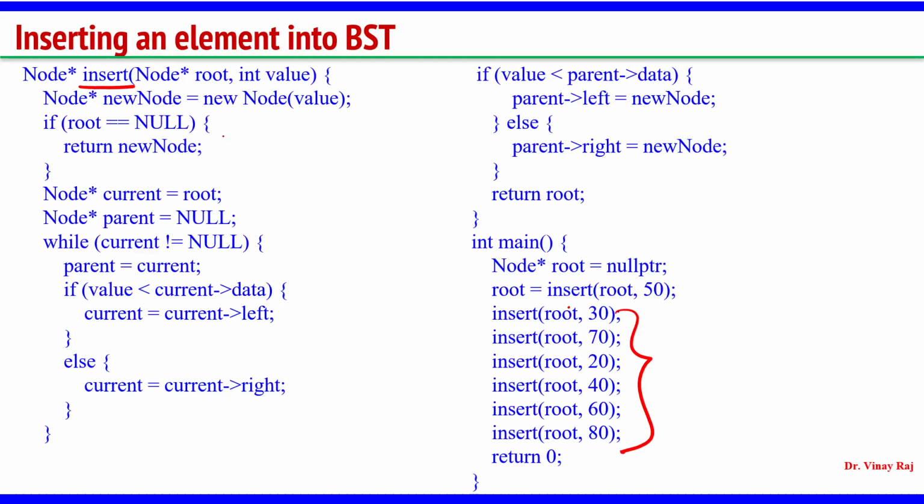Okay, so if the root was null, we are returning this. Otherwise, you see the actual logic here. While current is not equal to null, parent equal to current. Okay, parent equal to current. That's what temp equal to current.